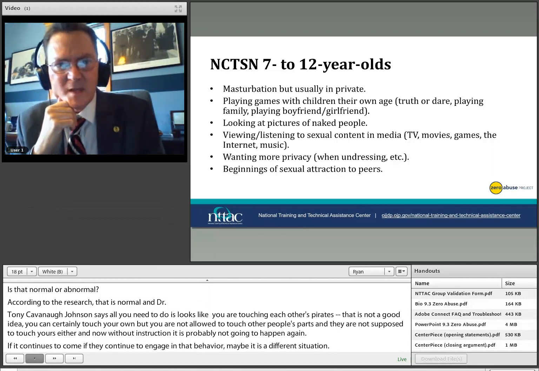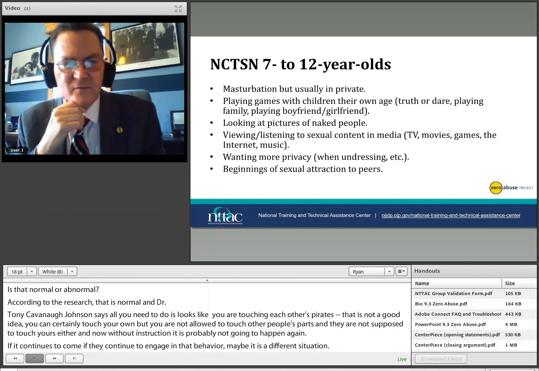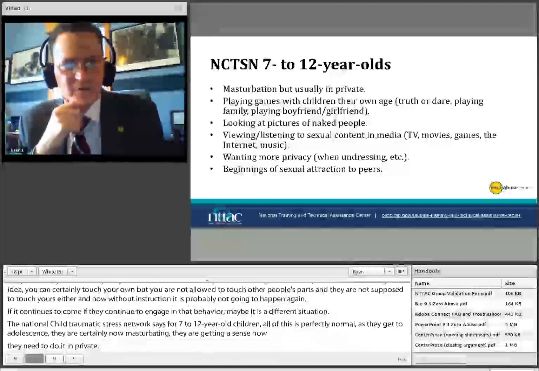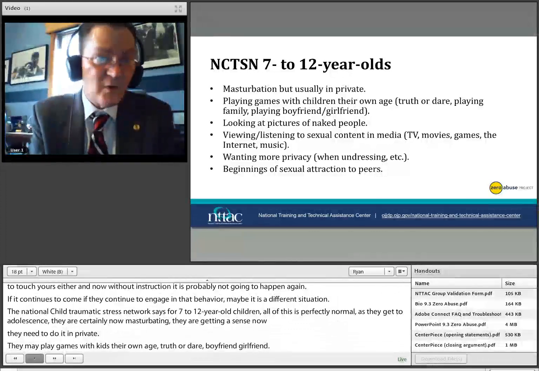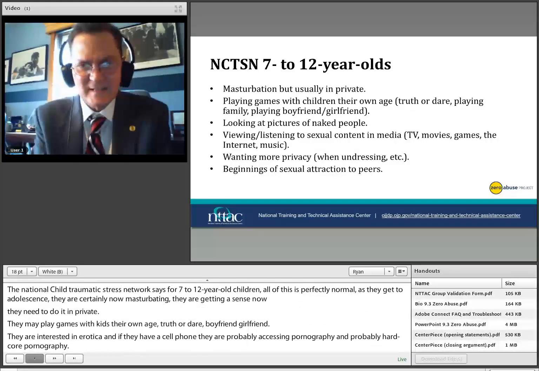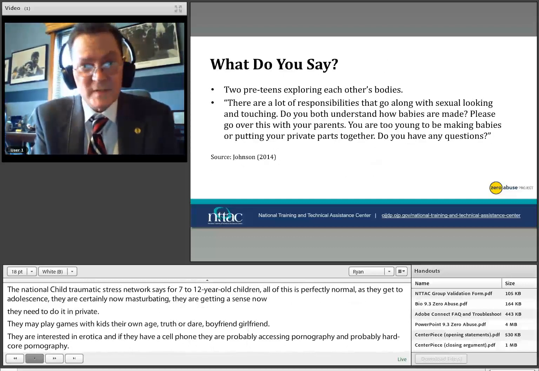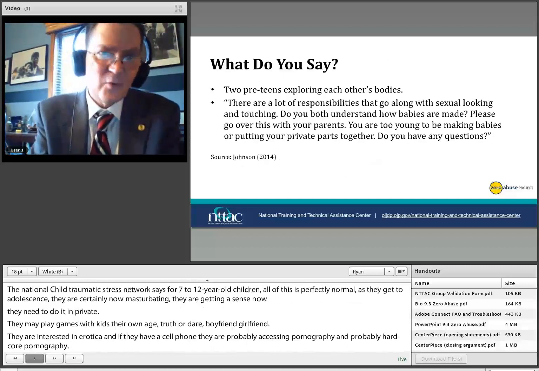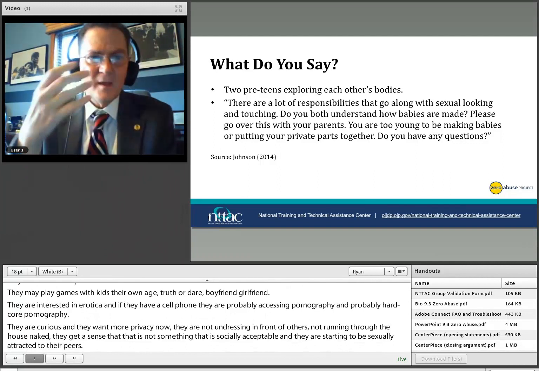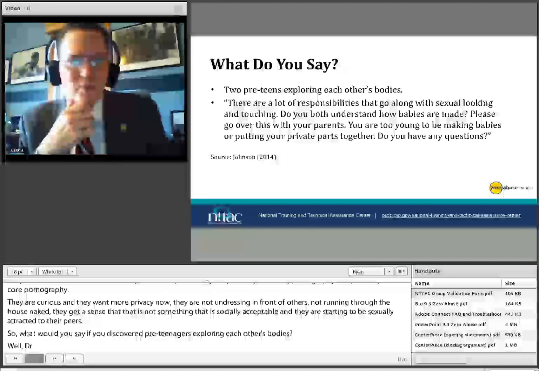The National Childhood Traumatic Stress Network says for 7 to 12-year-old children, all of this is perfectly normal. As they get to adolescence, they're certainly now masturbating. They're getting a sense now they need to do it in private. They may play games with kids their own age, truth or dare, boyfriend, girlfriend. They're interested in erotica, and if they have a cell phone, they're probably accessing pornography, even really hardcore pornography. They're curious, and they want more privacy now. They're not dressing in front of others. They're not running through the house naked. They get a sense that that's not something that is socially acceptable. And they're starting to be sexually attracted to their peers.